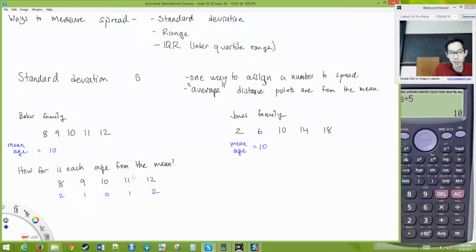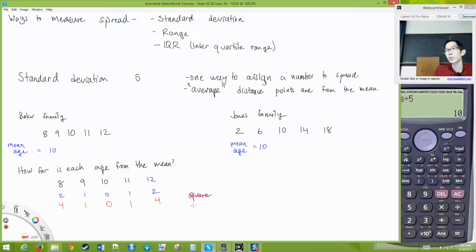So we ask how far is each age from the mean, and then the next step will be to square these values. So what is 2 squared? 4. 2 squared is 4. What is 1 squared? 1. 0 squared? 0. 1 squared? 1. And 2 squared is 4. Okay, so we square each of these values.